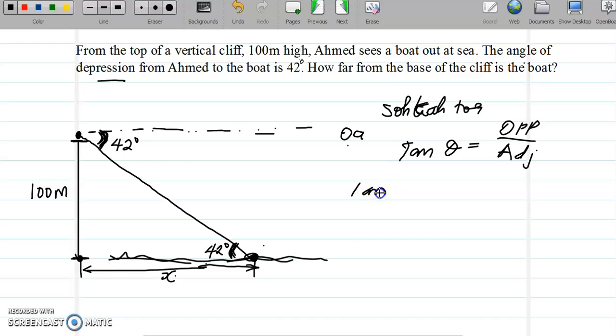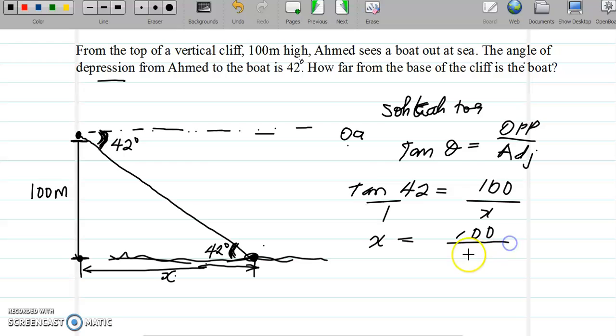Okay. Now theta is 42. So I have this to be tan 42 is equal to opposite. Opposite is what? Is 100. And adjacent is what? X. Okay. So if I cross multiply, I will have that X should be equal to 100 over, don't forget, 100 over what?